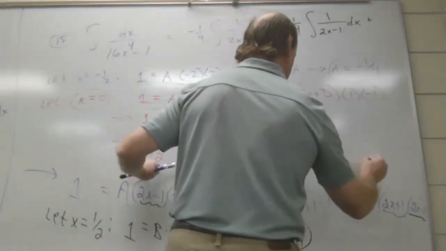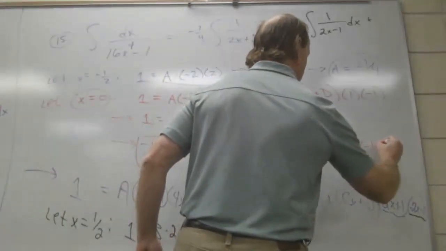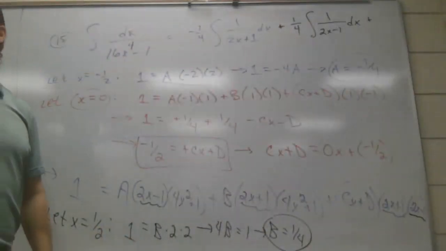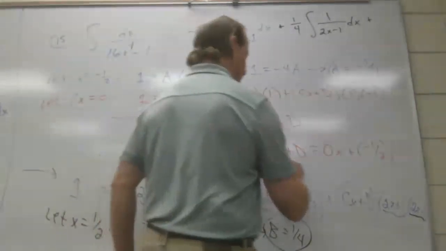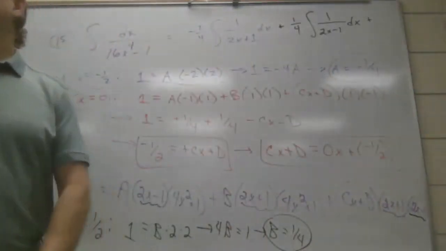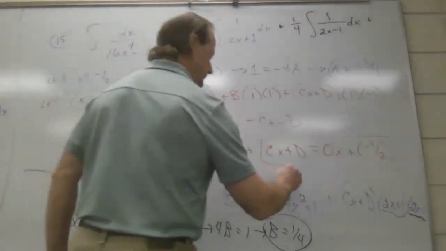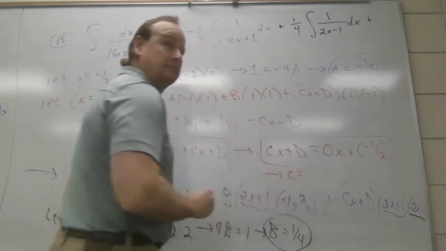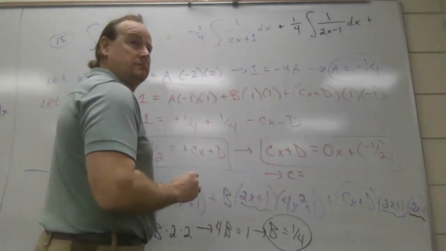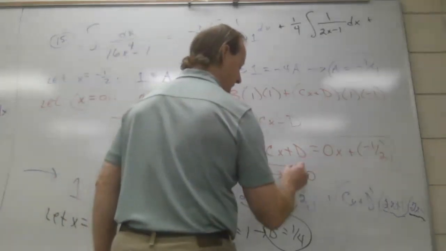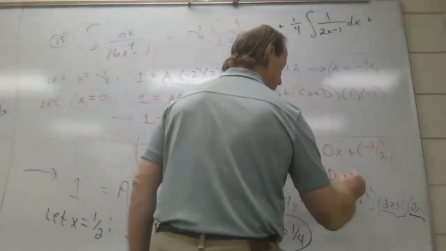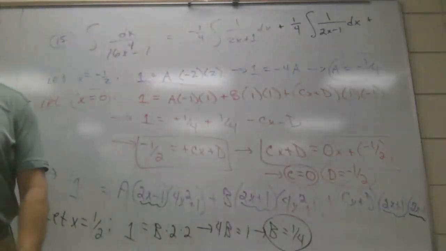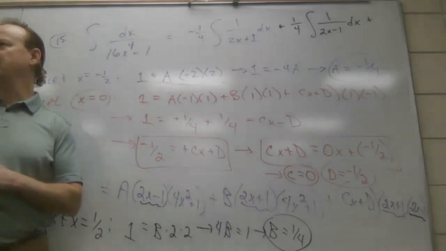So it's 0x plus a -1/2, right? So could I rewrite it like that? I'm just rewriting the -1/2 to look like cx plus d. So what does that tell you c is? What's c equal? 0. It's the constant term on the x. And what's d equal? -1/2. Everybody see that?